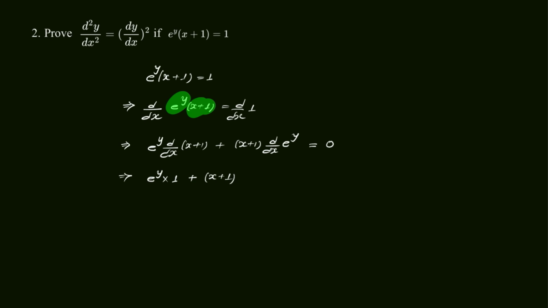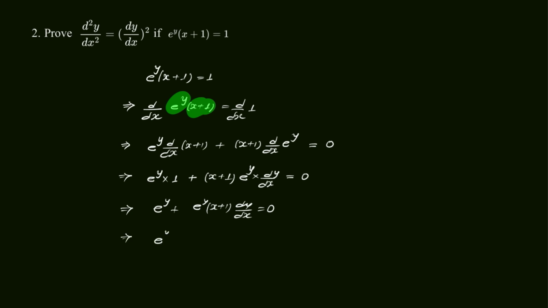Now if you notice, there is e to the power y, not x. For the time being we will consider this y as x, then d/dx of e to the power x will be e to the power x only. So here first it will be e to the power y only, but we have to differentiate y also using the chain rule. So this will be equal to 0, and this implies e to the power y plus e to the power y into (x plus 1) into dy over dx equals 0.